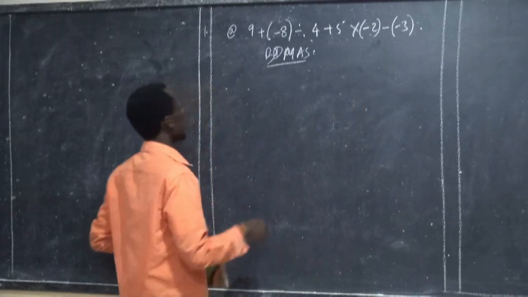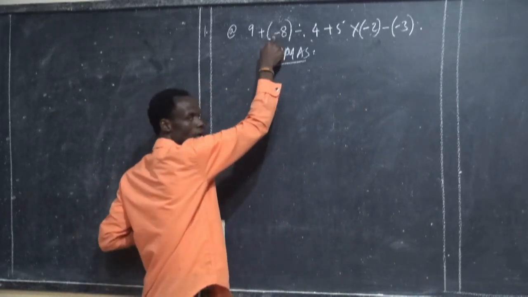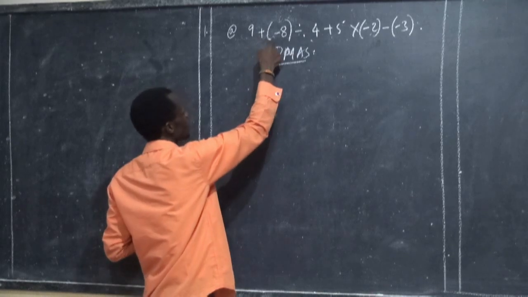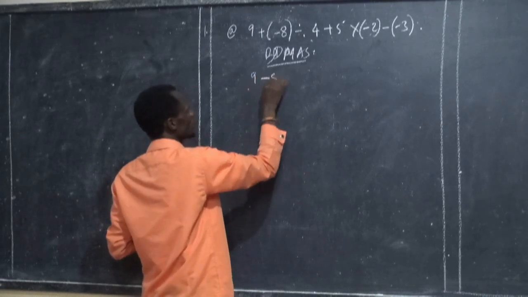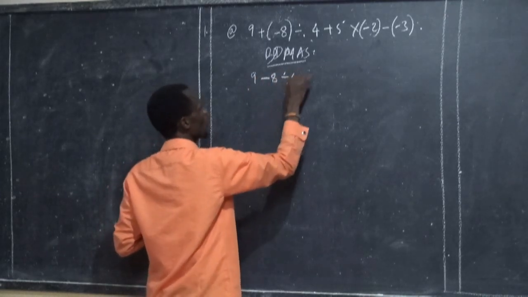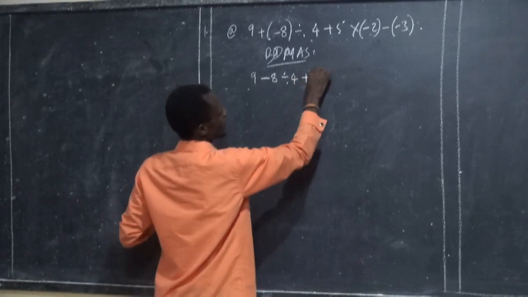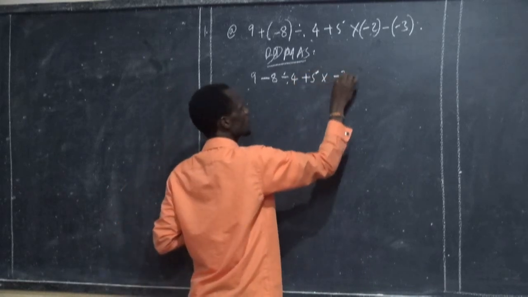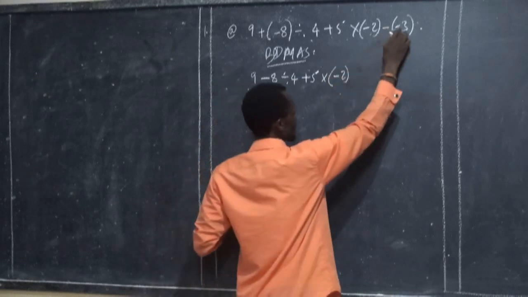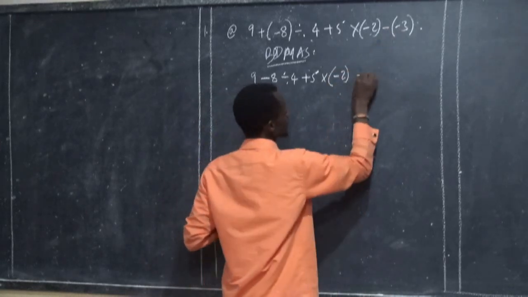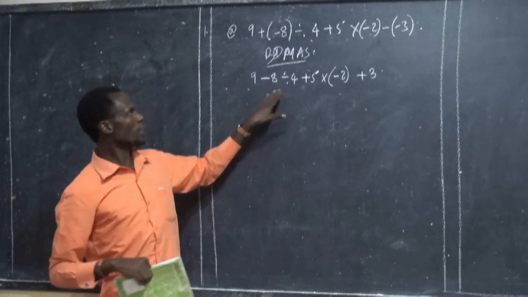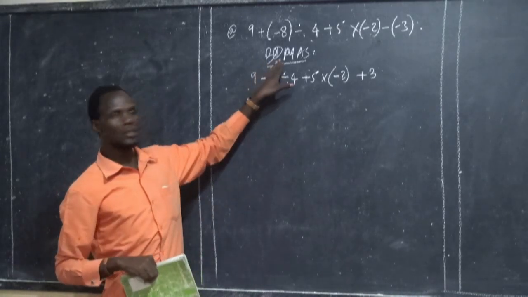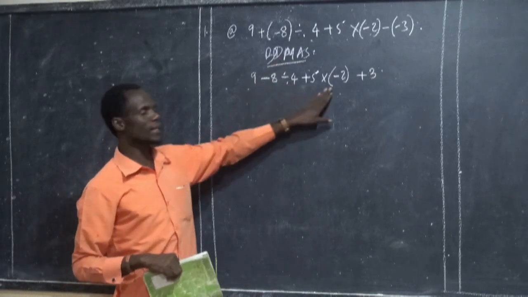Now, for example, here you have positive and negative. You have to take negative times positive. You have then positive 9, then negative 8, divided by 4, then positive 5, then times negative 2. Then negative times negative is positive 40, positive 3. After that, what next? We are talking about BODMAS. We have no bracket here.